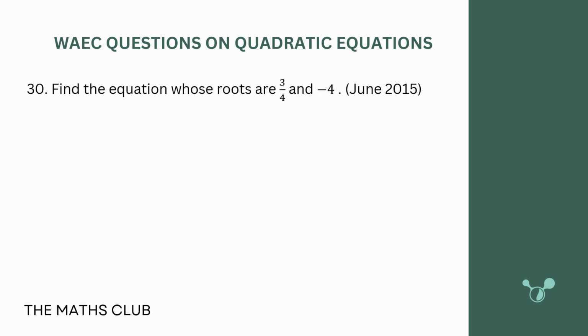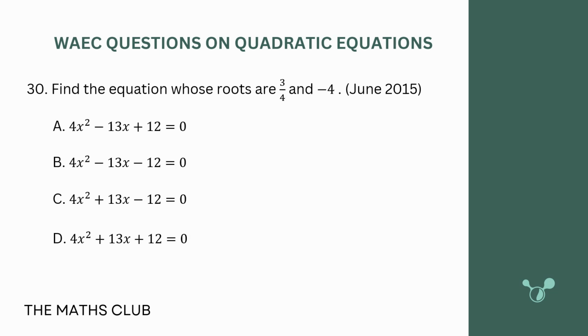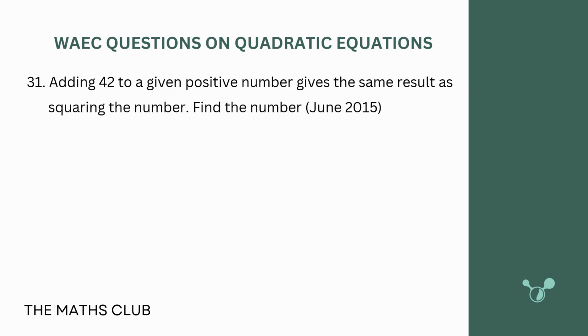Question 30 says that we should find the equation whose roots are 3 over 4 and minus 4. I want you to try this one by yourself. I'm not going to solve this one. We've solved a lot of questions about this. So if you do that successfully, your answer should be 4x squared plus 13x minus 12 is equal to 0, which is option C.